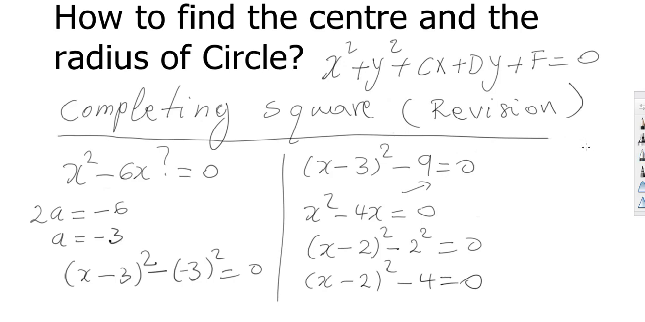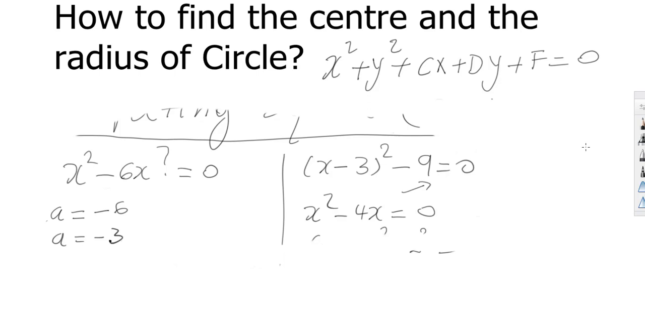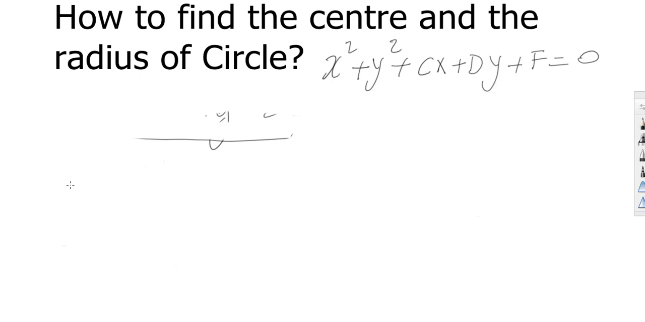Okay. Now, if you know this, now you can go to the example. Example: how to determine the center and the radius of a circle. Very simple and a beautiful question. Okay, there we go. We have, for example, to determine the center and the radius of this equation.